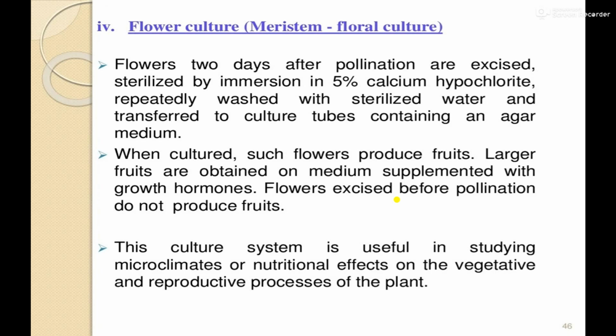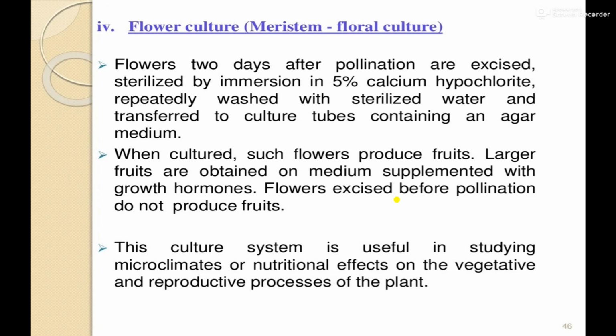Then next, flower culture. In that, meristem or floral cultures. In that, flowers 2 days after pollination are excised, sterilized by immersion in 5% calcium hypochlorite, repeatedly washed with sterilized water and transferred to culture tubes containing an agar medium.